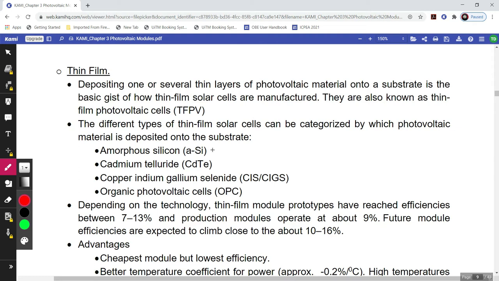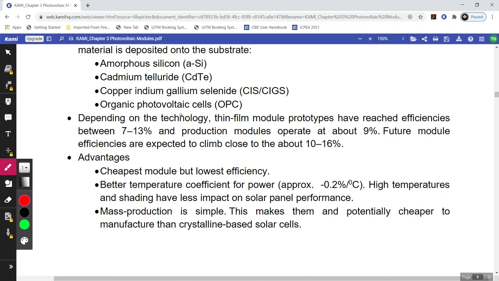First, amorphous silicon. Second, cadmium telluride. Third, copper indium gallium selenide. And lastly, organic photovoltaic cells. Depending on the technology, thin film module prototypes have reached efficiency between 7 to 13%, and production modules operate at about 9%. Future module efficiency is expected to climb to about 10 to 16%.